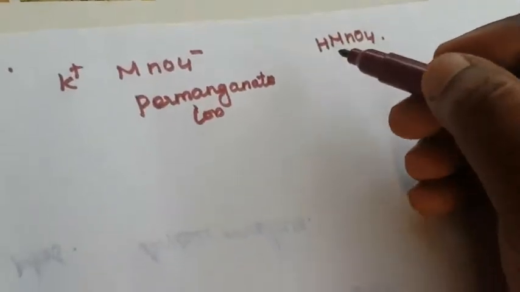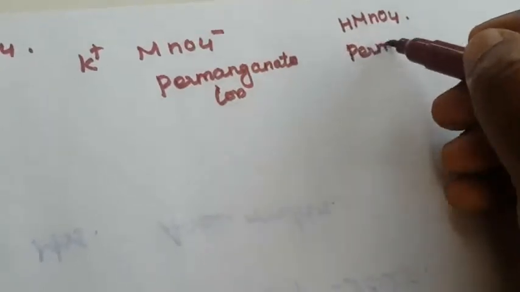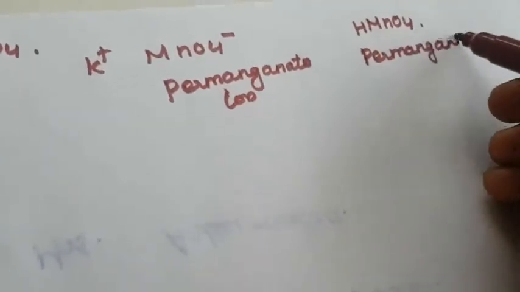KMnO4 we can write as K plus and MnO4 minus ion. This is the potassium cation, and this is the anion, the permanganate ion. From this permanganate ion, what is meant by acid? Instead of K, we write H, that is HMnO4. What is the name of this compound? That is permanganic acid.